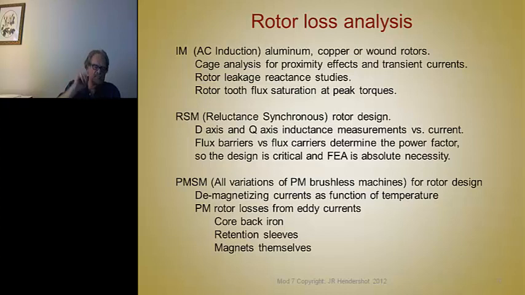And to make matters worse, it's not even linear. At some point, there's a knee of the curve in the second quadrant, so it's not even linear. So that's a big problem that is very hard to calculate using analytical methods. So to predict what your flux is at different temperatures in your PM machine, you really need to use finite element for that as well.